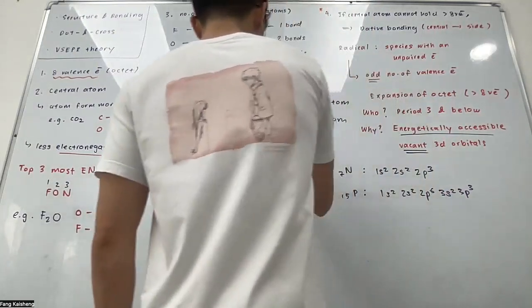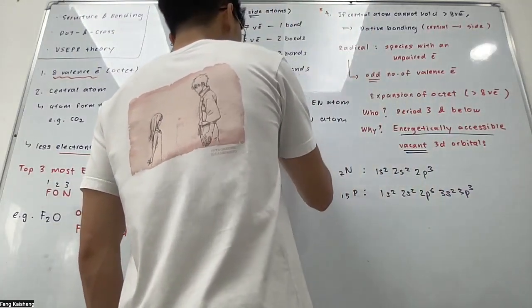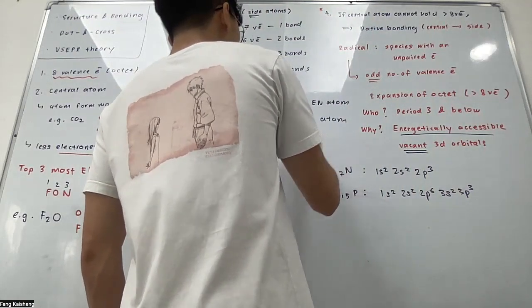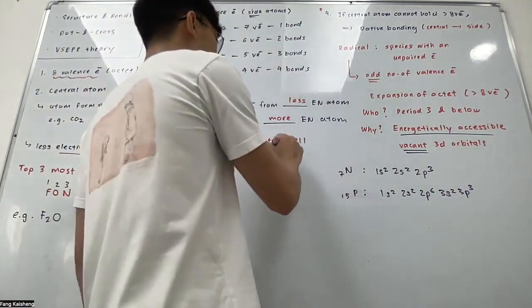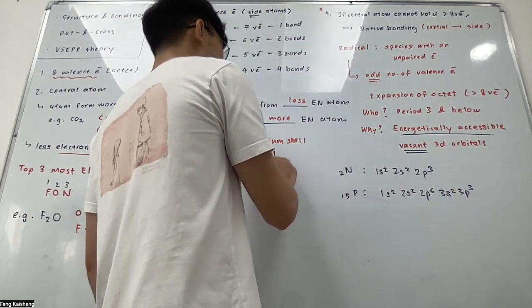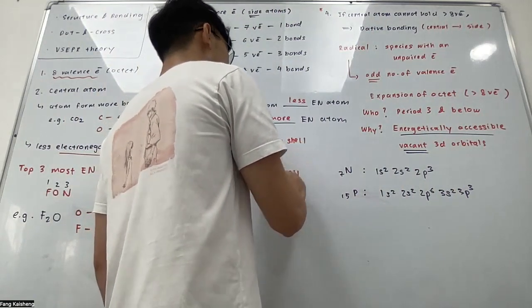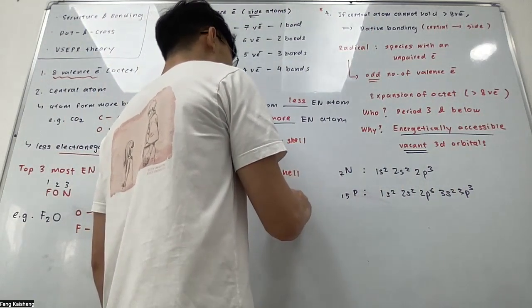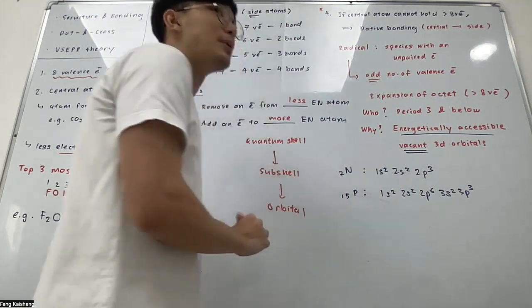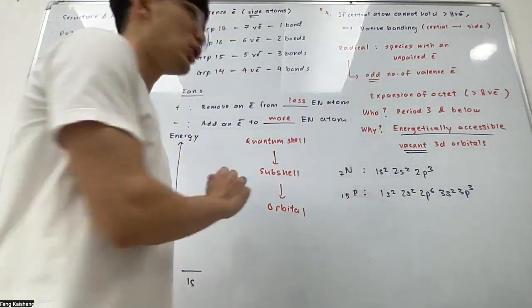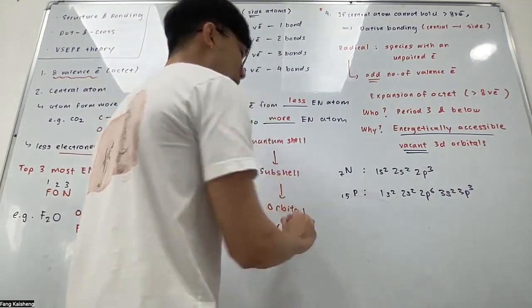Remember, I think we need to recap a little bit of this. Remember the hierarchy. The largest is the quantum shell, followed by the subshell, and finally the smallest unit is the orbital. The orbital can hold how many electrons? 2 electrons.